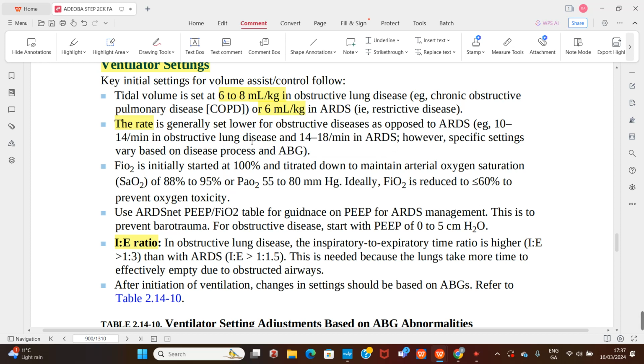So the rate is generally set lower for obstructive lung disease, as opposed to ARDS where you have to increase the rate. If you don't want to waste your time thinking too much in the exam, you can just use the acronym RR: restrictive lung disease, increase respiratory rate. The reverse is what you are going to do for obstructive lung disease. At times, those kinds of codes can actually help us. Just be sure that your code is accurate too, so that you're not going to pick the wrong answer.